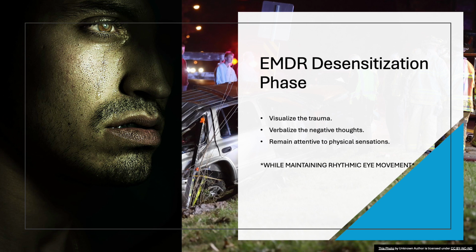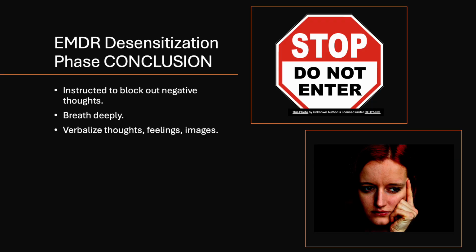The desensitization phase of EMDR happens at the beginning. The client visualizes the trauma, verbalizes the negative thoughts or maladaptive beliefs about the trauma, and remains attentive to physical sensations. This process occurs for a limited time while the client maintains rhythmic eye movements. They are then instructed to block out the negative thoughts, to deeply breathe, and then to verbalize what he or she is thinking, feeling, or imagining.